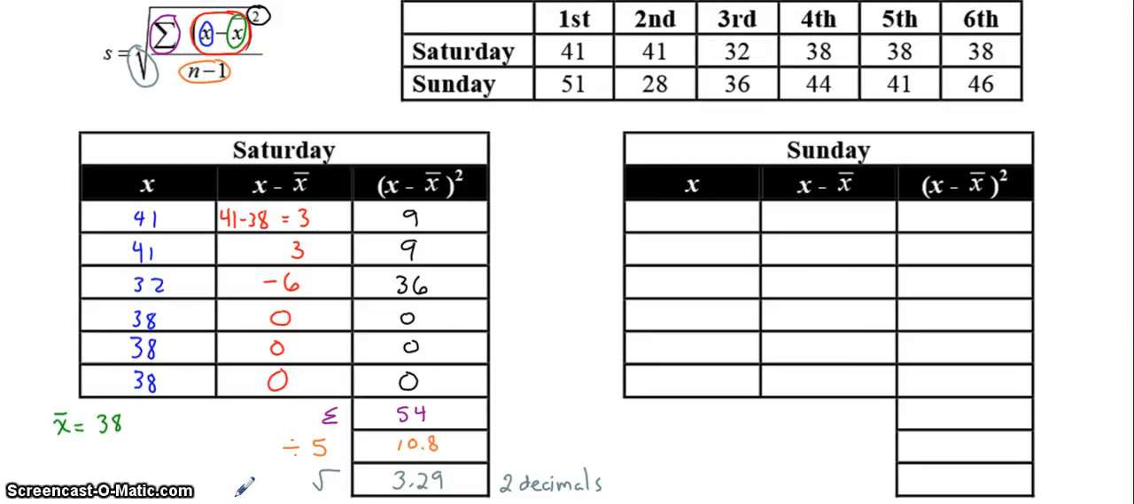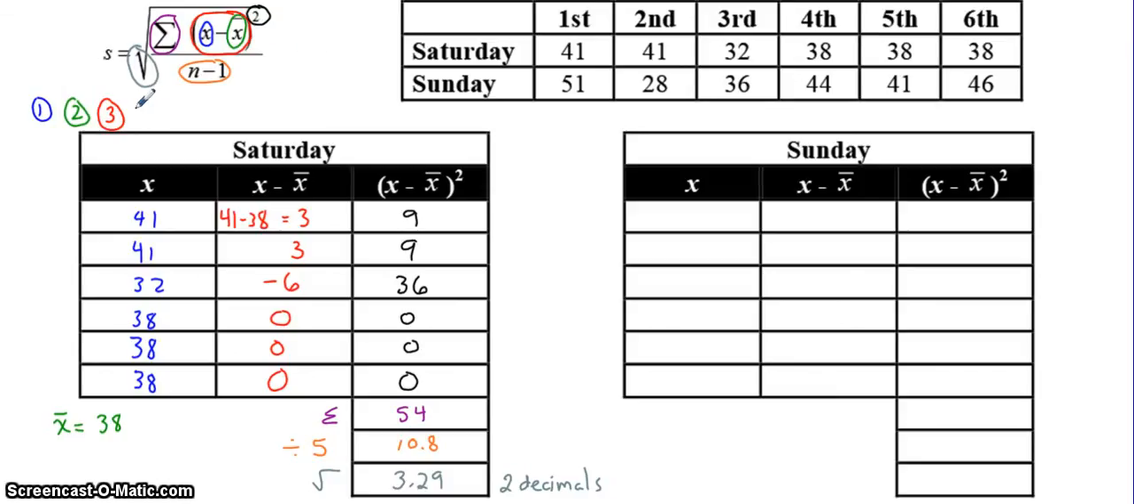Okay, so take a second and try doing the same work for Sunday. So just to remind you, the blue is the first step, so writing down the data values. The green is the second step, which is figuring out the mean. The red is the third step, which is finding the deviation of each, so subtracting the mean from each data value.